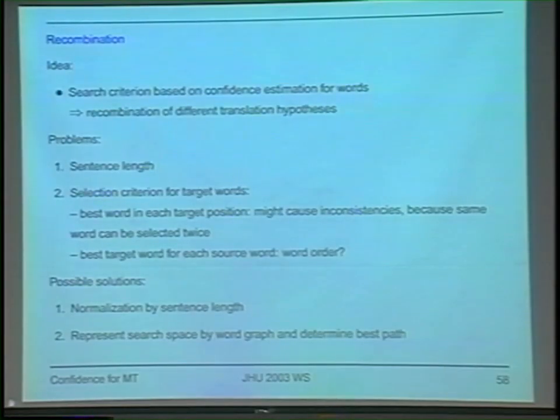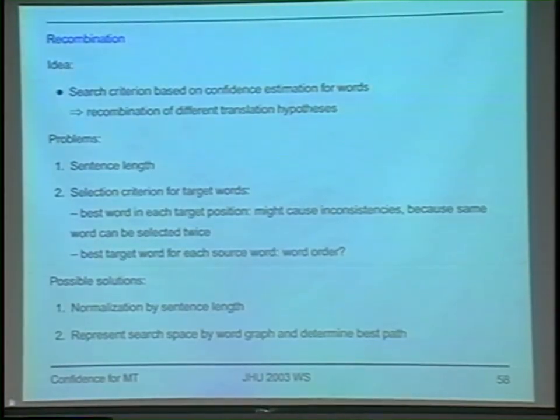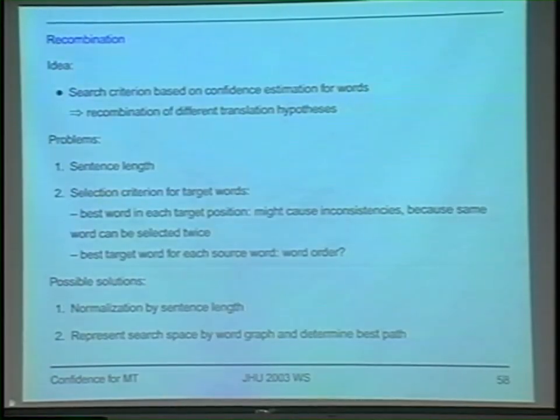But then we also have the problem of a criterion for selection of the target words. Like if we pick the best target word for each target position, we have the problem that we can have inconsistencies, because the same word might pop up in different positions because it might always have the best confidence in this position. And a way to overcome this might be to represent the search space in a word graph, because there we can implicitly encode only valid paths, so we won't run into that problem.